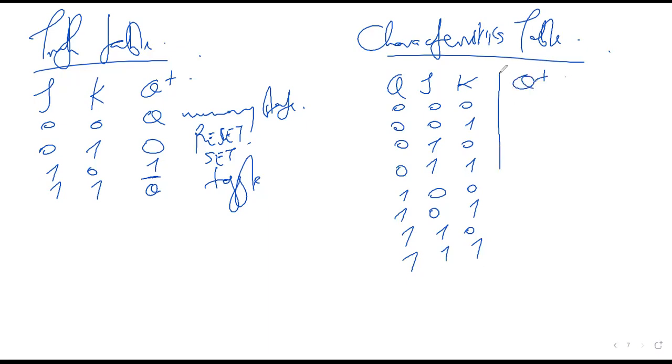Right, participation. What will be my next state? Same logic as usual. If my current state is 0 and my inputs J and K are equal to 0, what will be my next state? 0. Next one, 0. The next one, 0. Next one.